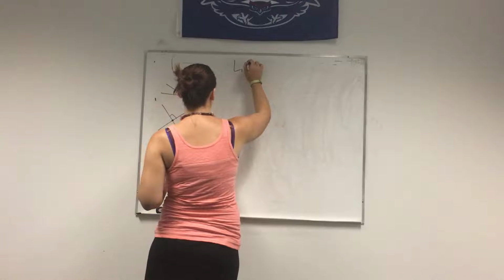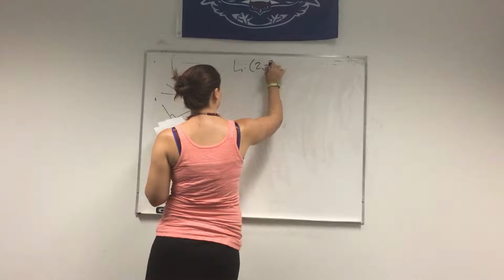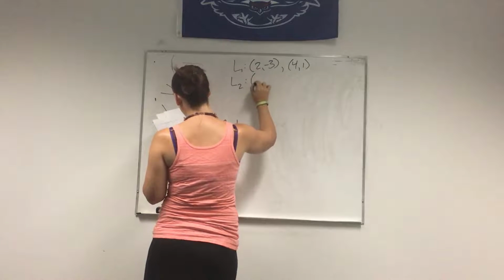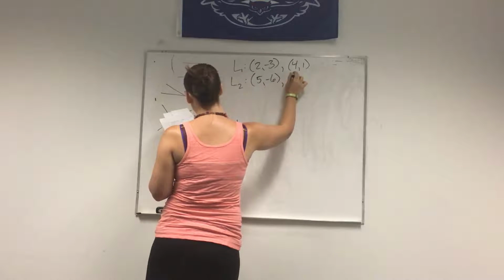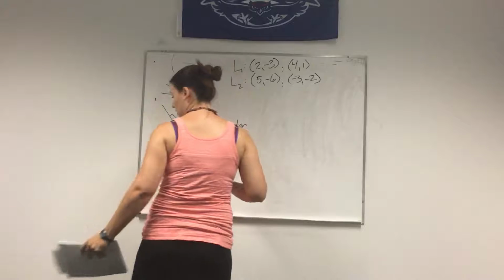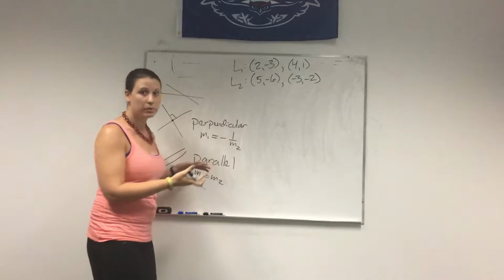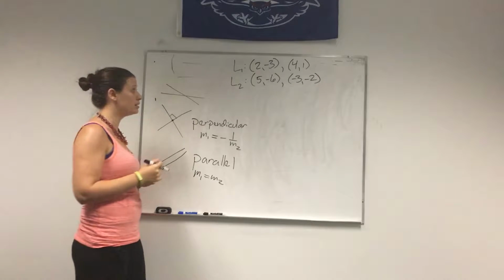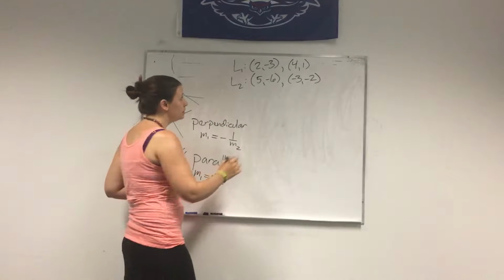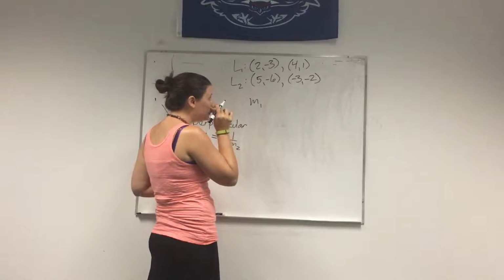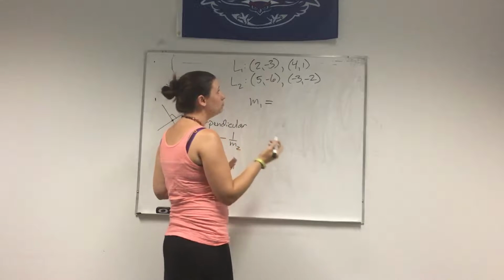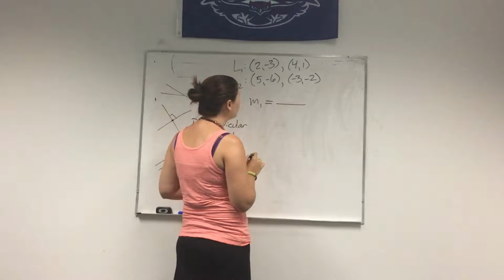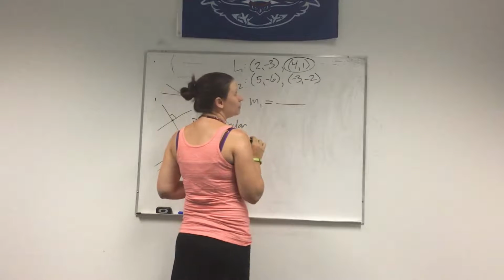So if line 1 has points (2, -3) and (4, 1), and line 2 has points (5, -6) and (-3, -2). Well, the only way we know to tell if it's perpendicular or parallel or neither is from the slopes. So we need to calculate the slope of both of these sets of points. So let's calculate slope 1 for line 1. That would be y2 minus y1 over x2 minus x1. It doesn't matter which point we do first. I'm going to choose this one first, the (4, 1).